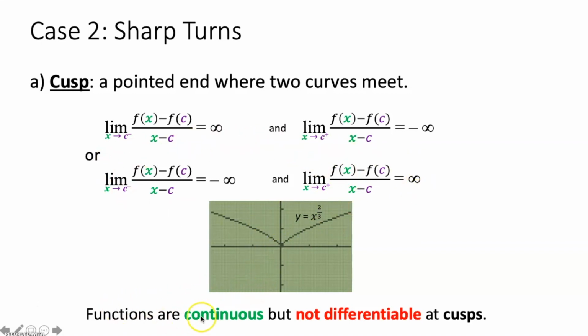And you see that the function is continuous, but it's not differentiable at a cusp, because a cusp is a sharp turn. There's no way to draw a tangent line to the curve at this particular point.